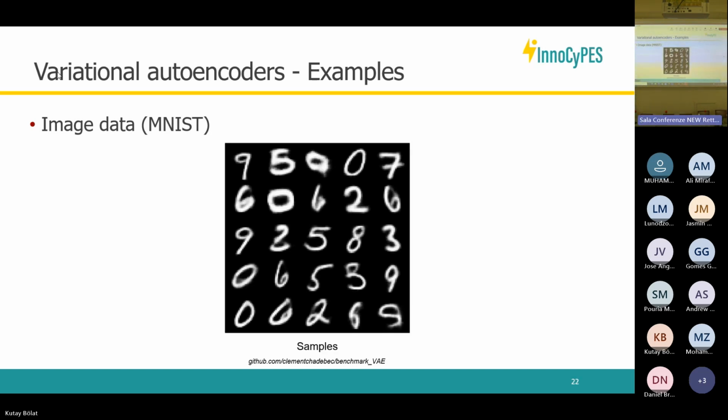What about the samples? These are all random samples from the prior latent space, which we decode, and we get this. So these are data points that, hopefully, do not exist in the data set. So these are novel. We generated new data points.